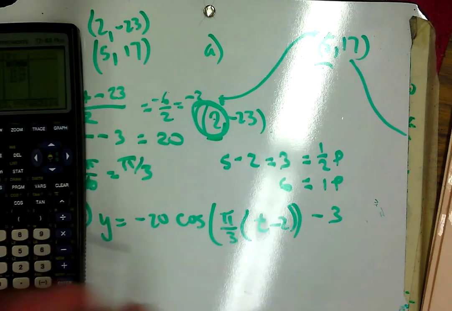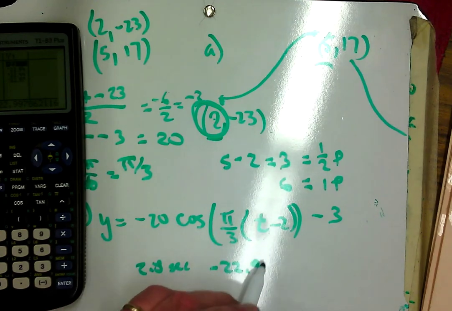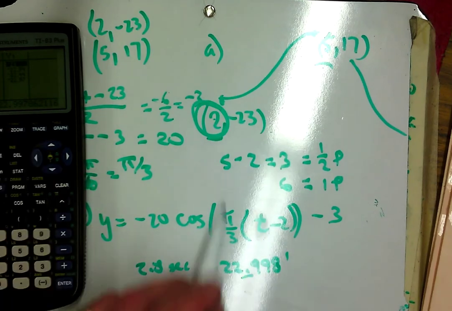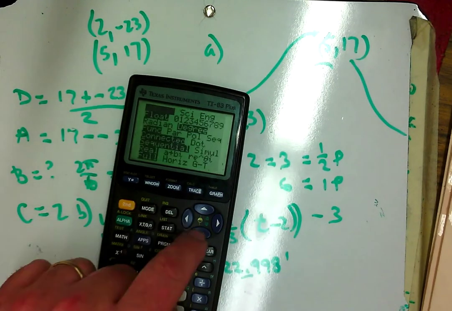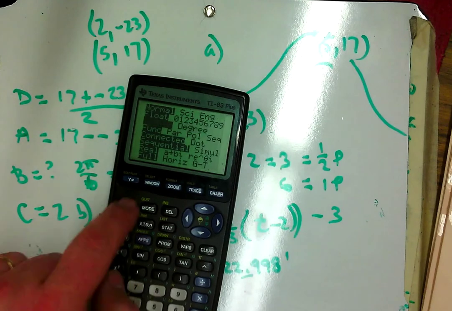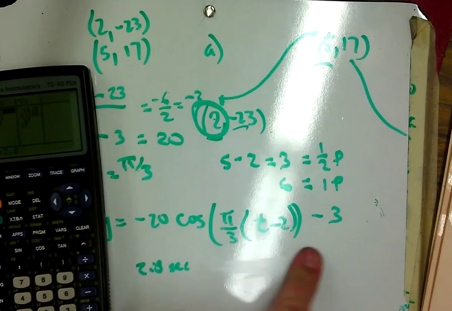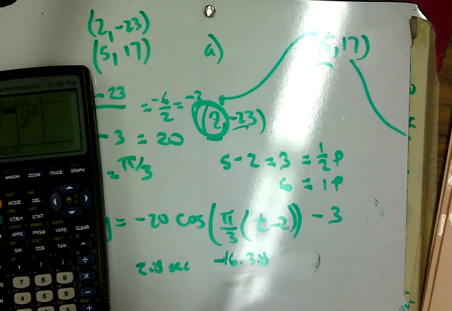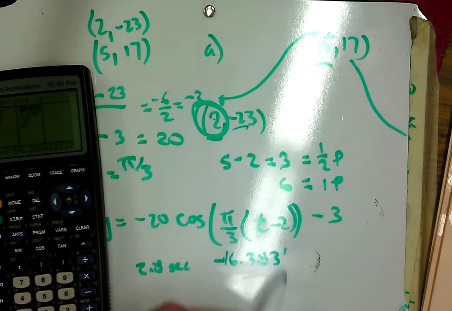Okay, and so we get -22.99, so at 2.8 seconds, we get -22.99 feet. Huh, that's very near the end of our swing. Am I in the right mode? This is a trig graph. Oh, look at that. Let's try that again. There we go. So 2.8 seconds gives -16.38. And because we need that third decimal place accuracy, 383 feet.